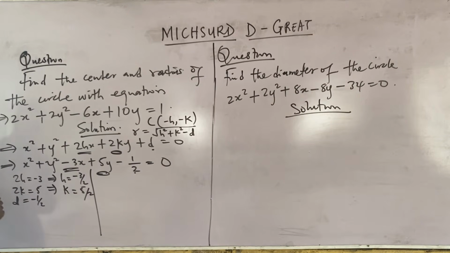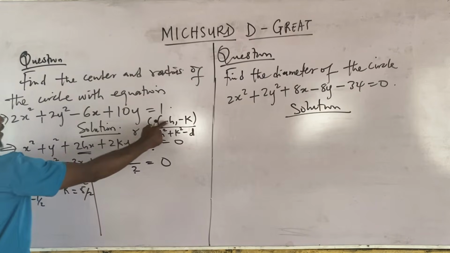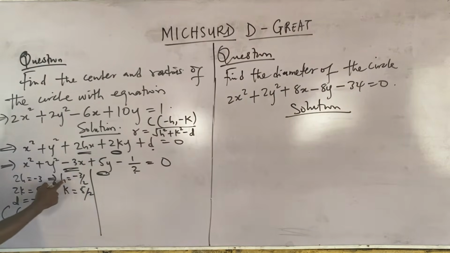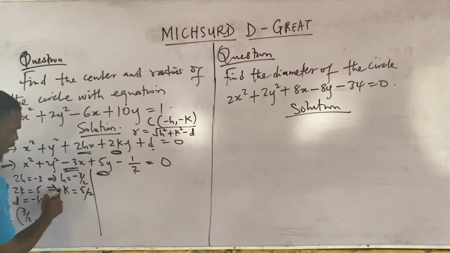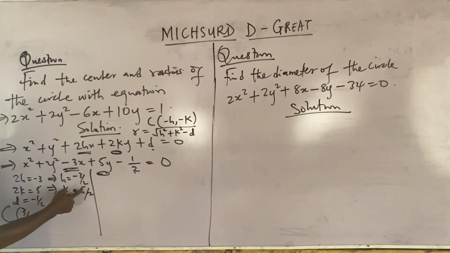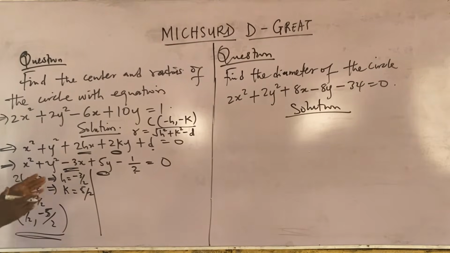So in that case, the center of the circle, which is minus h, minus k, will now be: h is minus 3 over 2, so minus h will be plus 3 over 2. So we have plus 3 over 2. And k, we have minus k, so minus k will be minus 5 over 2. So we have minus 5 over 2. So that gives us the center of the circle.